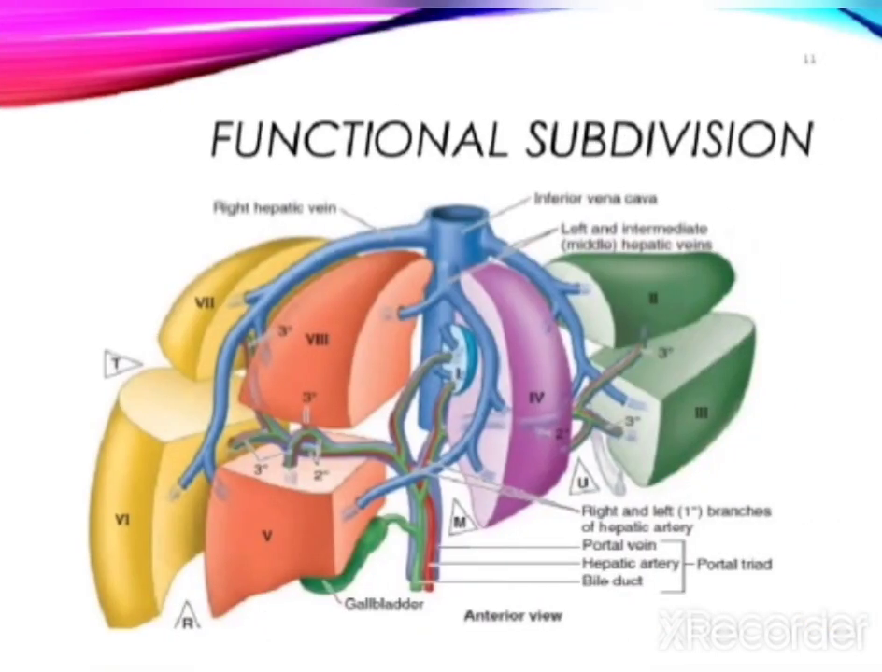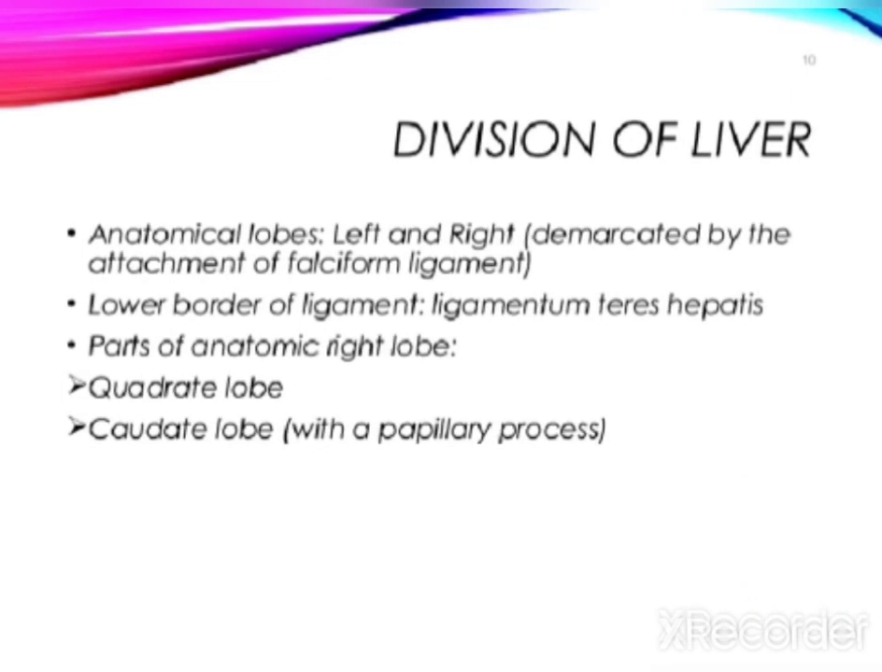Now see, the caudate lobe is situated on the posterior surface. It is bounded on the right by the groove for the inferior vena cava, on the left by the fissure of the ligamentum venosum, and inferiorly by the porta hepatis. Above it is continuous with the superior surface, and below and to the right, just behind the porta hepatis, it is connected to the right lobe of the liver by the caudate process. Below and to the left it presents a small rounded elevation called the papillary process.